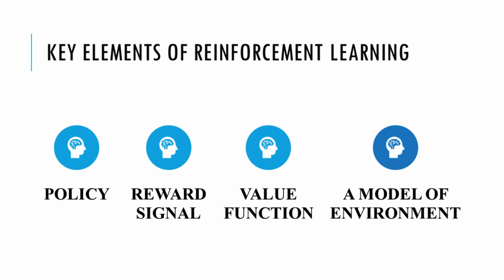Next is reward signal. A reward signal defines the goal of a reinforcement learning problem. On each time step, the environment sends to the reinforcement learning agent a single number called the reward. The agent's sole objective is to maximize the total reward it receives over the long run. The reward signal thus defines what are the good and bad events for the agent. The reward signal is a scalar value that can be positive, negative, or zero.